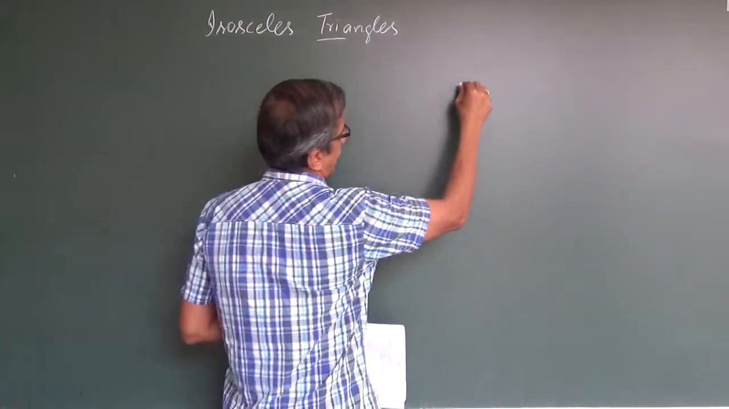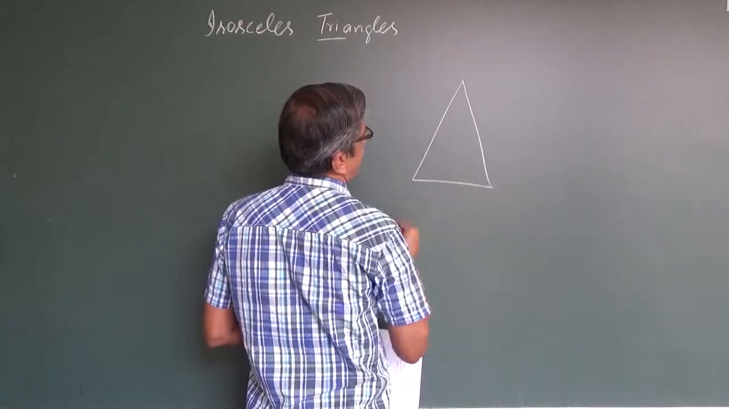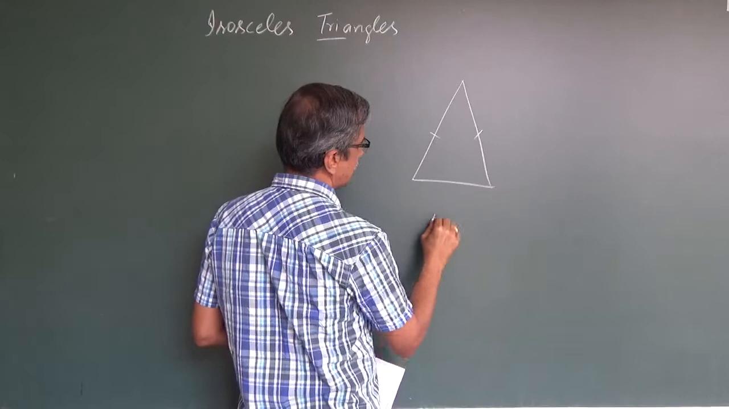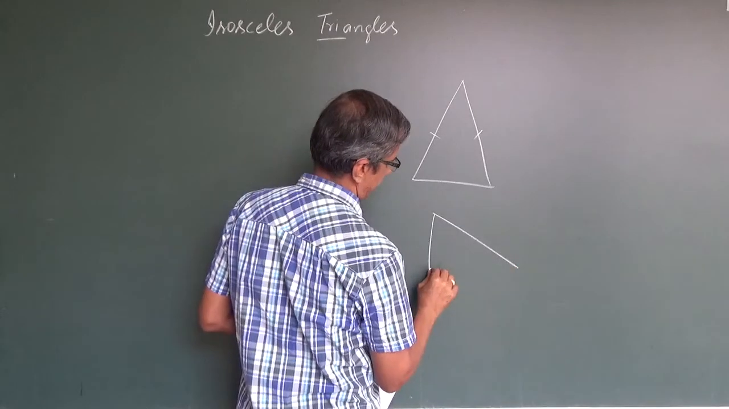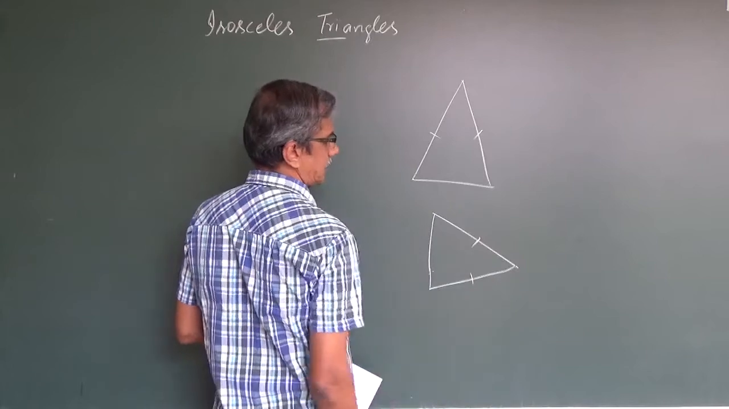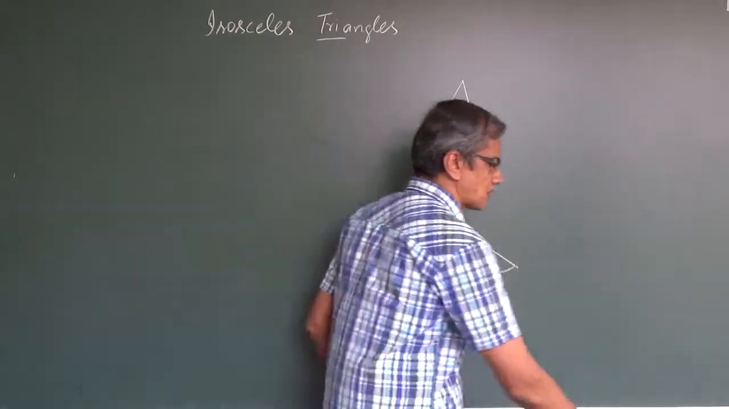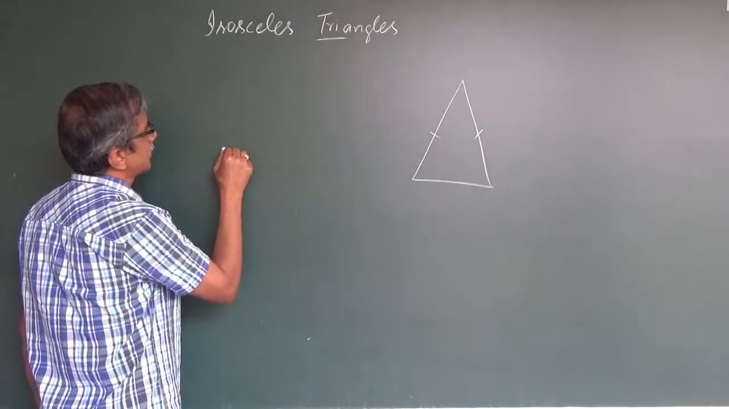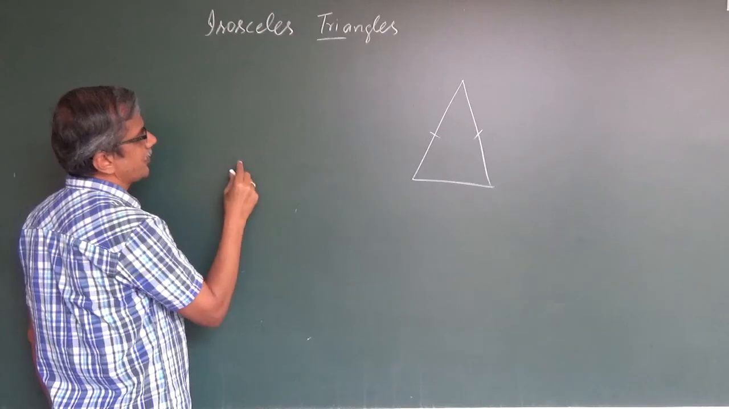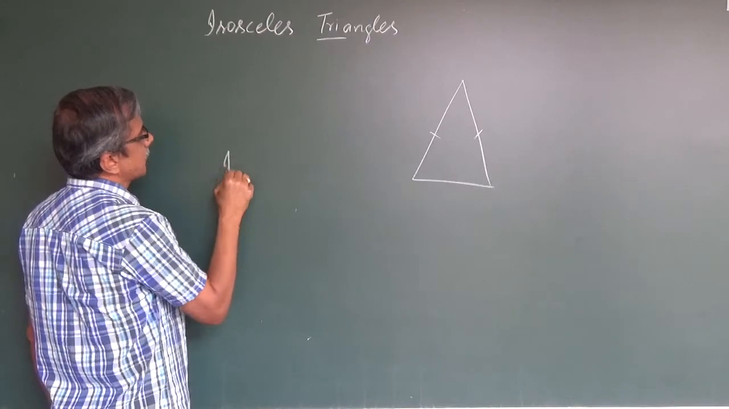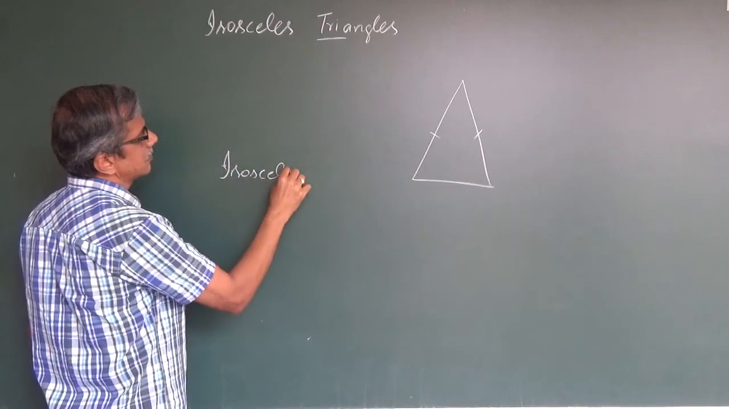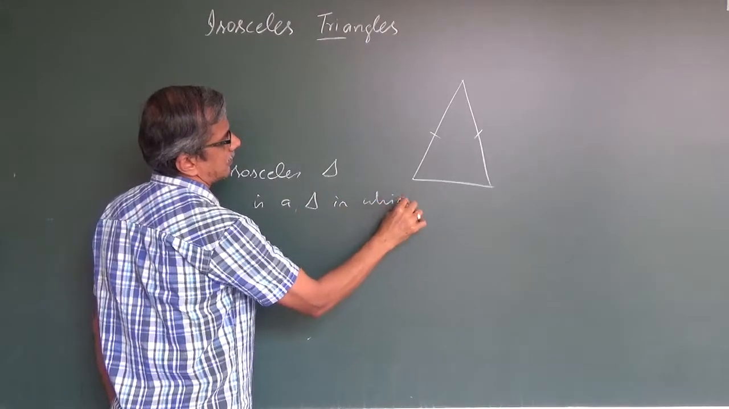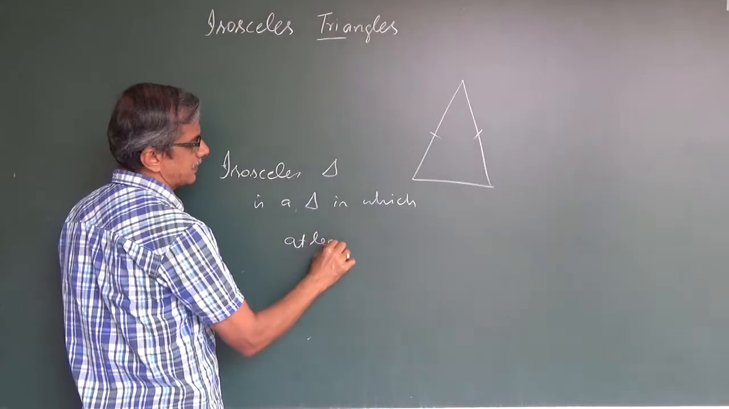That is, at least two sides are equal. It can be drawn like this or it can be drawn like this. It can be in any position, any orientation is possible. An isosceles triangle is a triangle in which at least two sides are equal.